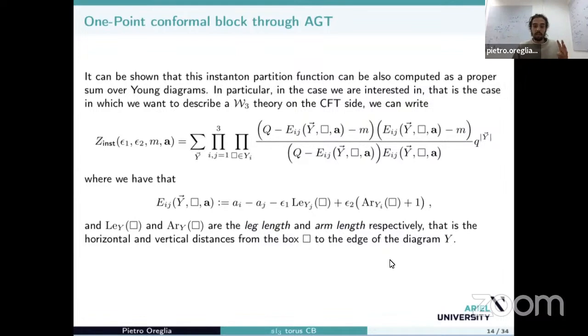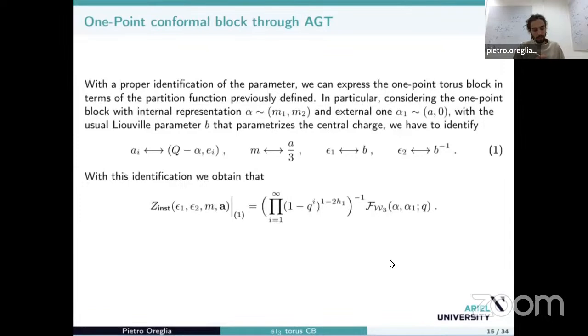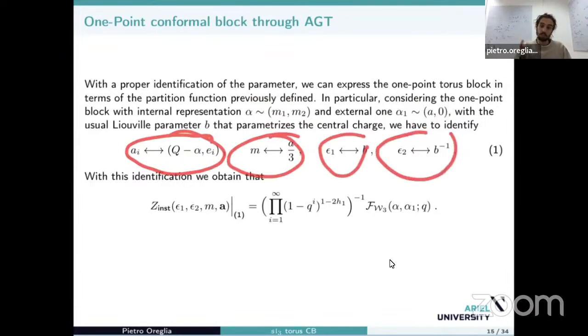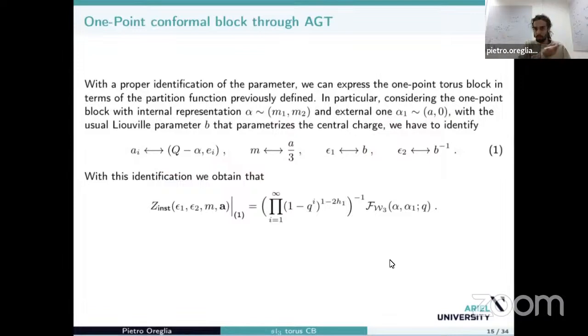this comes just from the gauge theory side, but it was found that given a proper identification of the parameters of the gauge theory that we introduced before with some parameters of the conformal field theory, we can establish a relation between the instanton partition function and the conformal blocks. So in our case the internal representation can be parameterized by this vector, which in general is m1, m2, as we explained before, and the external one is this alpha one here, so just one integer a. b is the usual Liouville parameter. And if we perform this identification, the instanton partition function we wrote before, with these new values of the parameters, is given by the conformal blocks and the prefactor, often called U(1) factor, which is this factor over here.